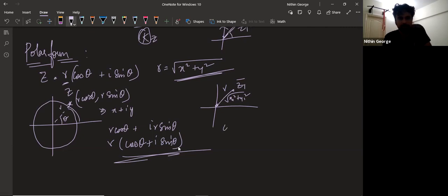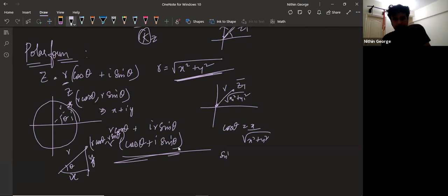Like here, we can say that cos theta is x by root of x square plus y square. Just imagine this triangle here. I'll redraw that. This is y, this is x. This will be r, which is root of x square plus y square. And this is angle theta. This is the point r cos theta, r sin theta. So you can see here, cos theta you can get from here, and sin theta will be y by root of x square plus y square. Does all of this make sense to you?